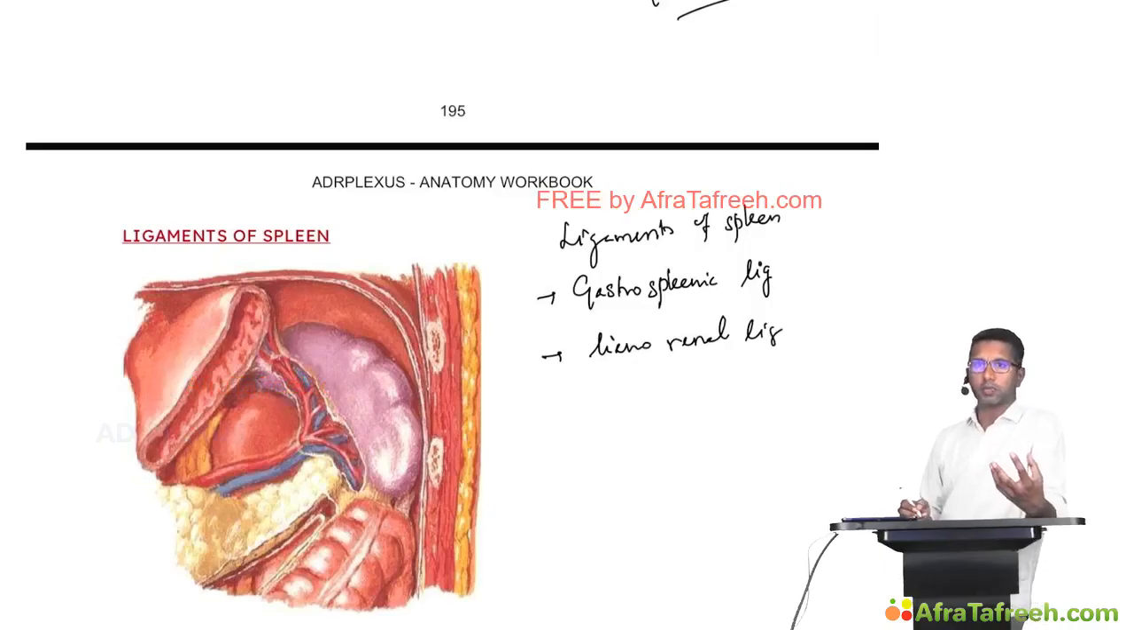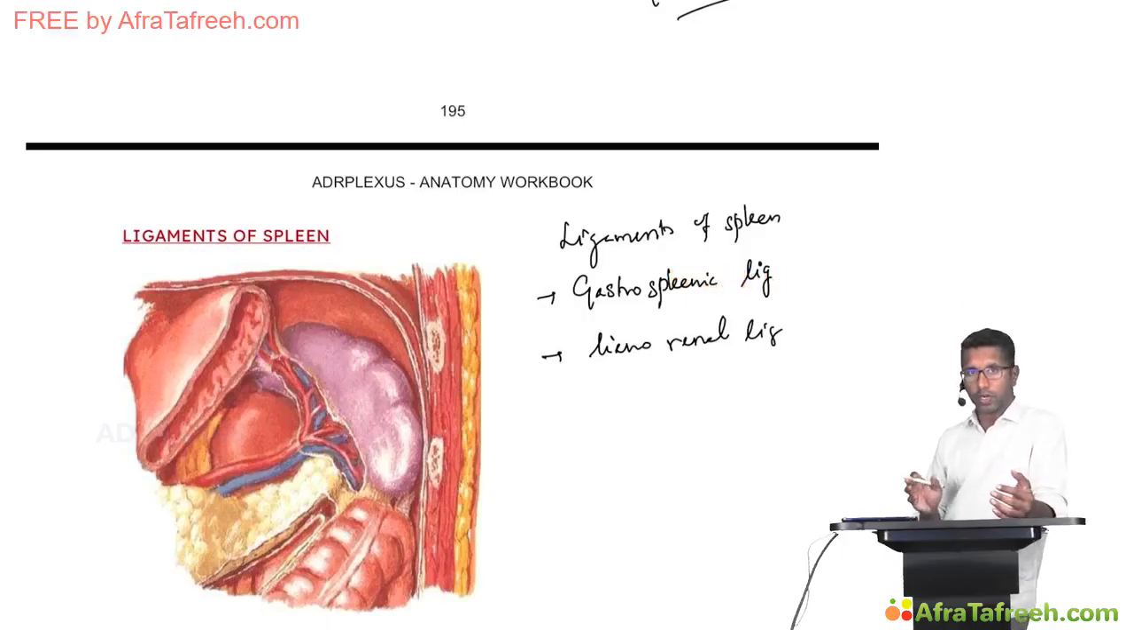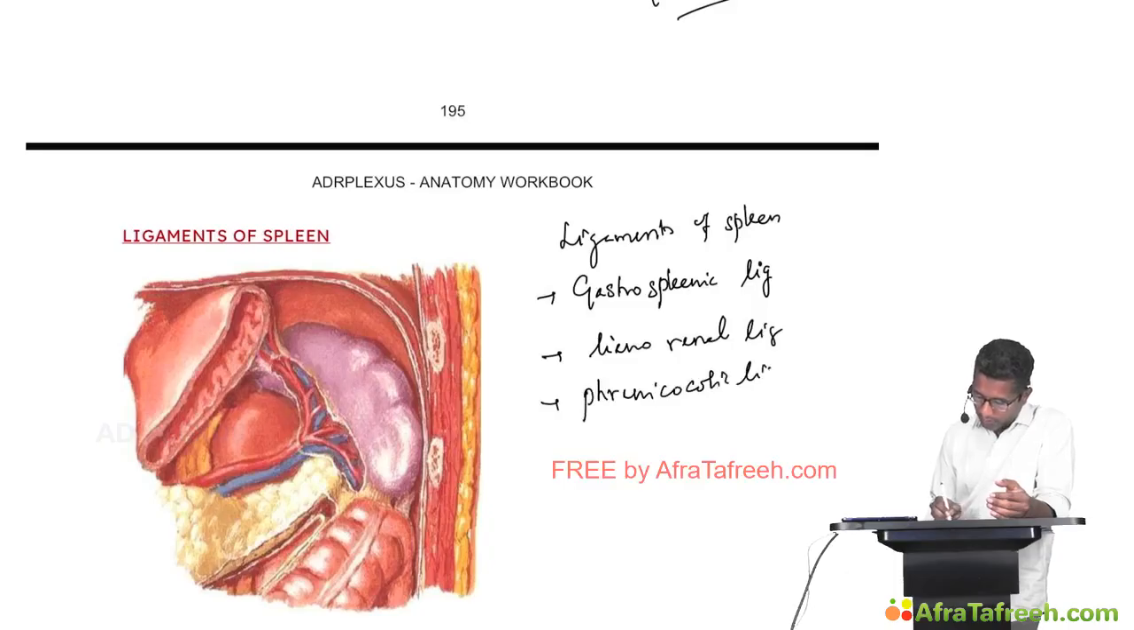What is the function of all these ligaments? They support the structures, and they also allow the blood vessels to reach the structure. The one ligament which is not attached to the spleen but still supports it is called the phrenicocolic ligament. So these are all the ligaments of the spleen.